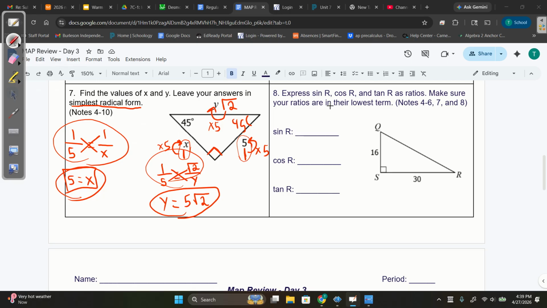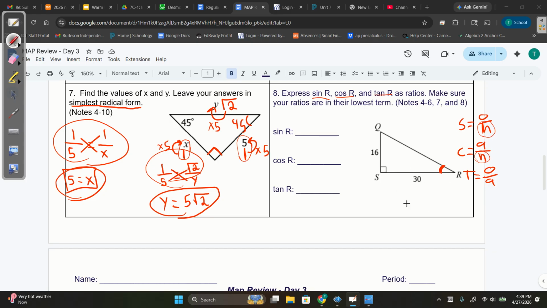Example 8 asks us to express sine r, cosine r, and tangent r, meaning we're referencing this angle here, r. Remember, sine is opposite over hypotenuse. Cosine is adjacent over hypotenuse. And tangent is opposite over adjacent. So the first thing we've got to do here is find out what our hypotenuse is, because it's involved in both the cosine and the sine.